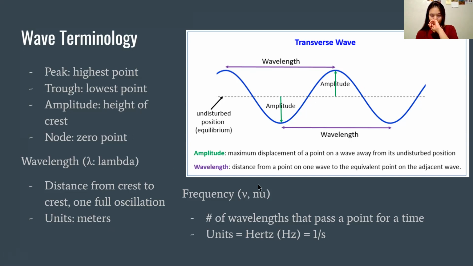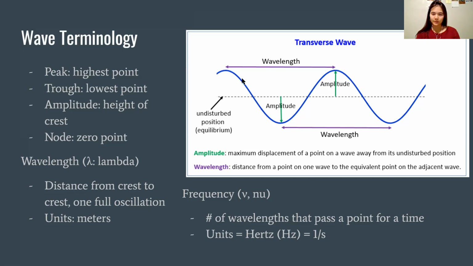Frequency, which isn't a physical aspect of the wave like all the other things we've talked about, but is another aspect of the wave, is represented by the Greek letter nu, which looks like a V, but it's not. It's the number of wavelengths that pass a point for a specific time interval. Its units are hertz, which is 1 per second, or sometimes written as second to the power of -1.